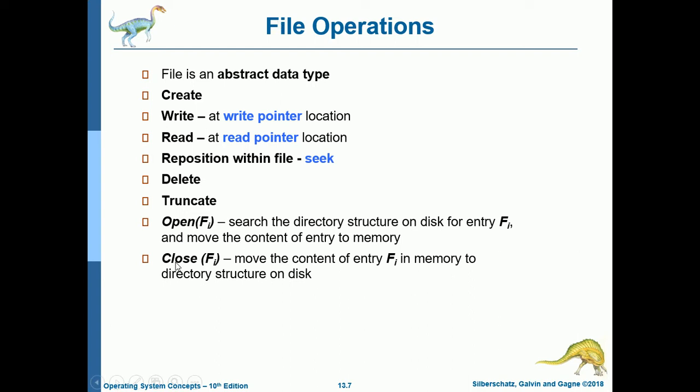We can only invoke the close system call or function if the file is open, of course. You cannot close if there's nothing to close. So we have this one, move the content of entry f sub i in memory to the directory structure on disk. So it's like, for example, you're working on your file, and if you want to save and exit or close, clicking the exit or the close button will invoke the command close, and then the file that you are closing, of course. So these are the common file operations.